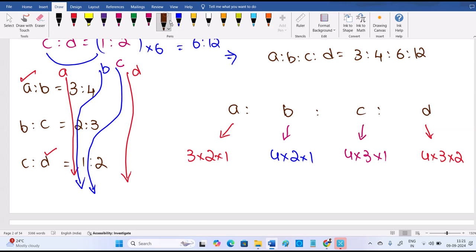Now, before concluding, 2 is common everywhere. Cancel that. That is what your answer is: 3, 4, 2 into 3 is 6, 4 into 3 is 12. Guys, this is the ratio you got. See, this is the shortcut.